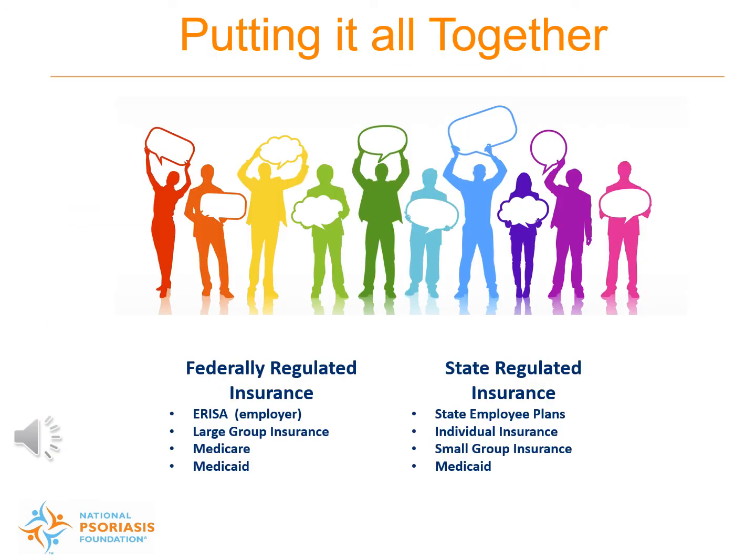Now that you know more about the legislative and executive processes, you are well on your way to be a champion for patients with psoriatic disease. Remember, state and federal governments regulate different types of healthcare and health insurance. If you're advocating at the national level, you could be asking for policy changes regarding ERISA plans, large group insurance plans, Medicare, or Medicaid. If you're advocating at the state level, you could be asking for policy changes regarding state employee plans, individual insurance, small group insurance, and Medicaid.